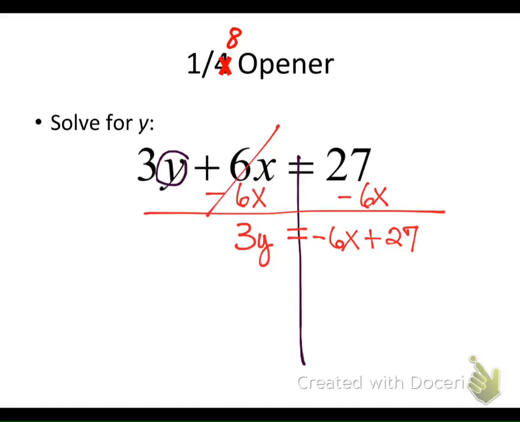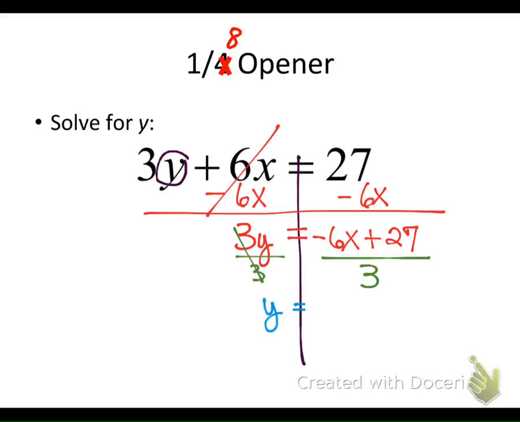Yeah. So I'm going to divide. So if I divide the left side by 3, that means we divide the next side by 3. So this is where it's going to be a little bit different. I'm going to divide this whole entire thing by 3. My 3's cancel on my left, so I bring down just my y.